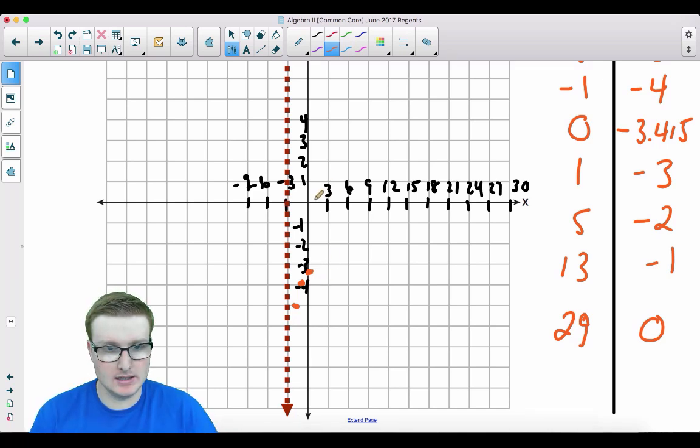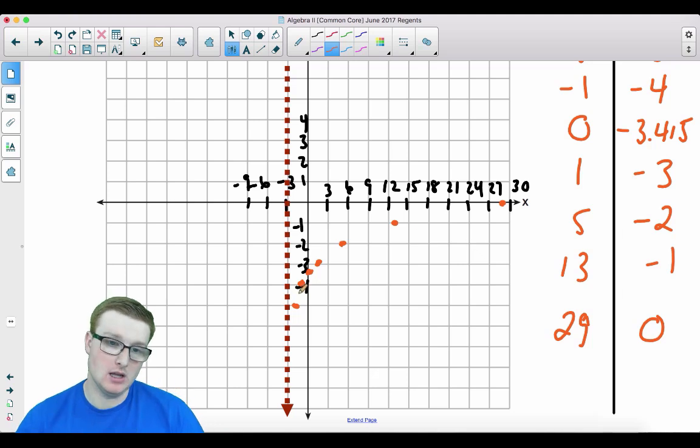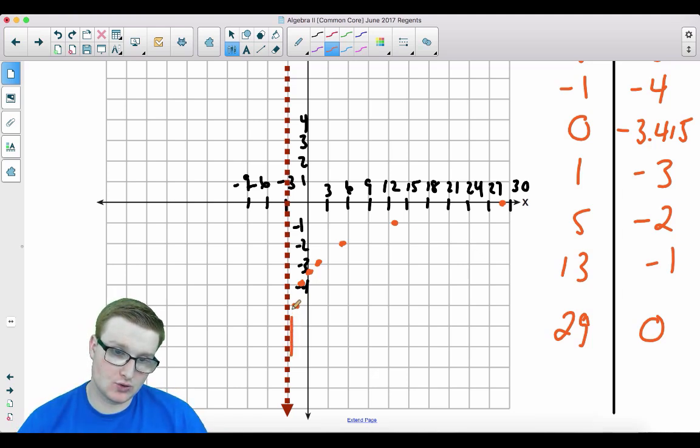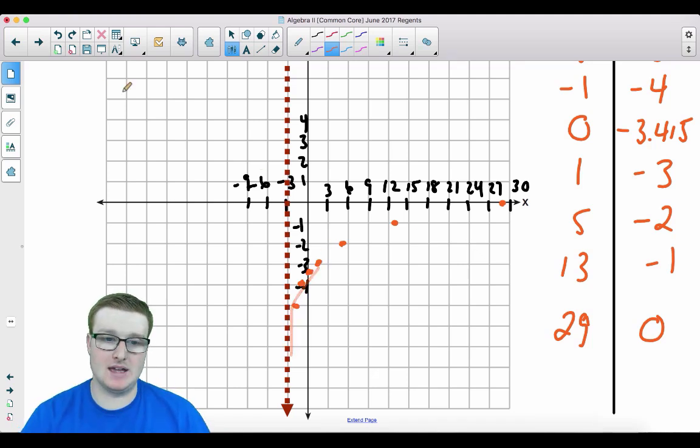Then we have 1, -3 right around there. Then we go to 5, -2. Then we go to 13, -1. Then we go all the way to 29. And we get 0. Beautiful. So now I'm just going to go ahead and draw to the best of my ability that log function.